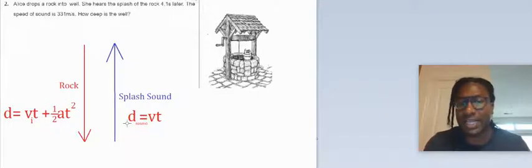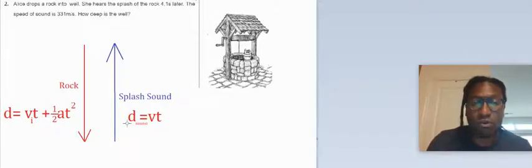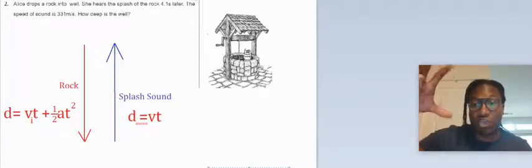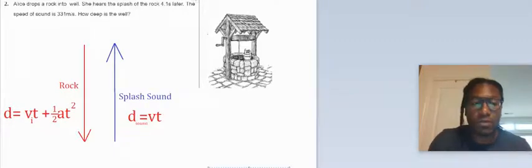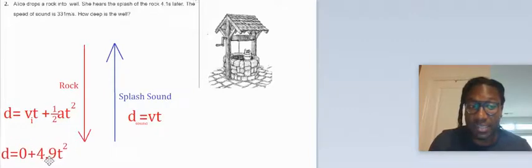Okay, so let's start thinking about things we know. Let's talk about the rock traveling downward first. Well, I have my rock. I'm gonna drop it. Ask yourself, what's the initial speed of the rock? Well, it's 0. We also know A. A in this case is gravity, so 9.8. But we don't know how long it takes for the rock to fall that distance. We know the total time, but we don't know the time it takes for the rock to fall that distance.